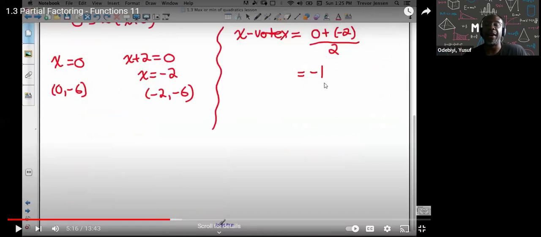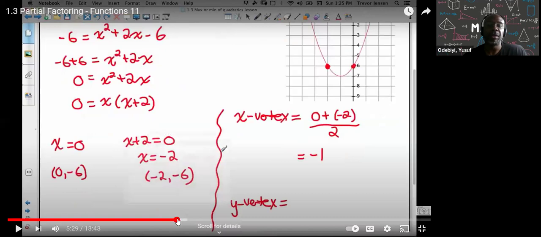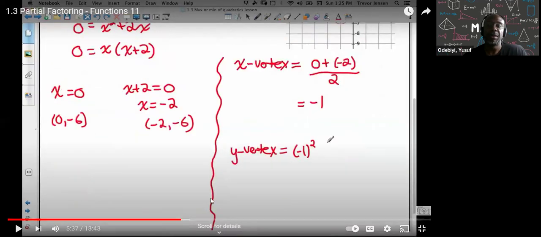Then in order for me to find the y component, I plug x into the equation at the beginning. So that's what he's going to do, at the beginning of the equation, the top part of the equation, which is x squared.